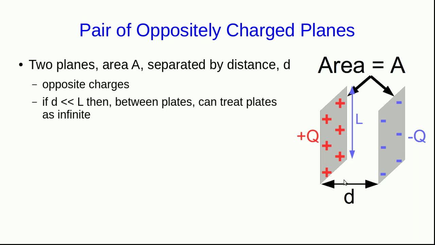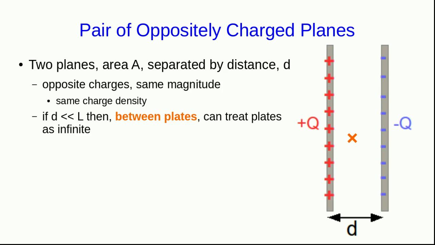So that's not what's shown in this picture. Here, d and L look of similar size, but we're really thinking about the case where these plates are very, very close together compared to their smallest dimension. If we're doing that, then anywhere in between the planes, we must be very, very close to the planes. And so we can treat them as infinite because the edges of the planes are very far away compared to the distance to them.